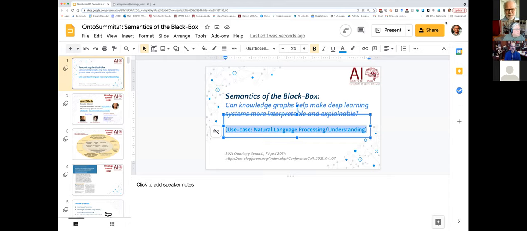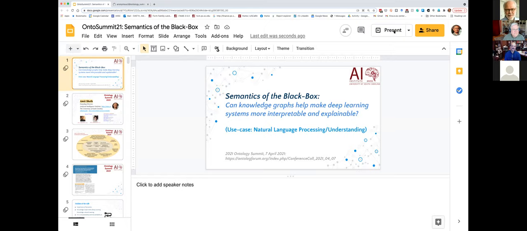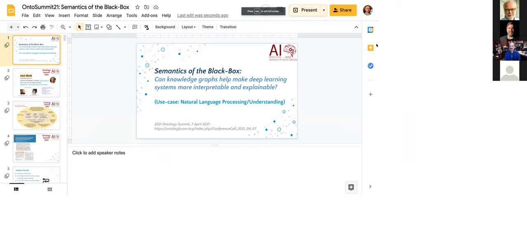Then, as Henry said, this is a nice segue into Amit's talk in terms of, can knowledge graphs help make deep learning systems more interpretable and explainable? So I will ask Amit to take over.